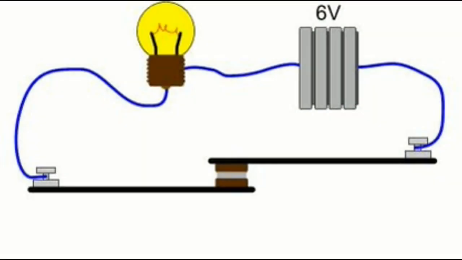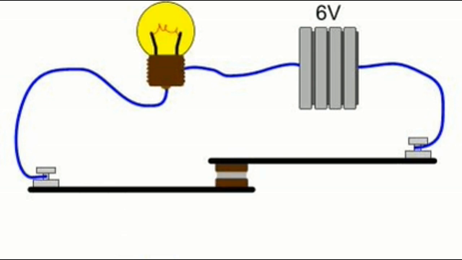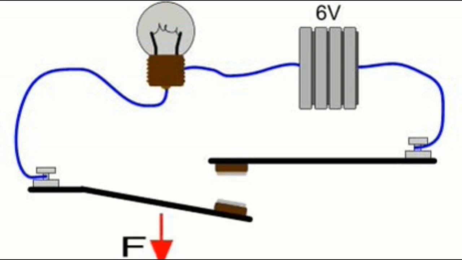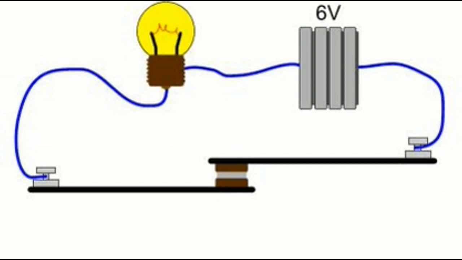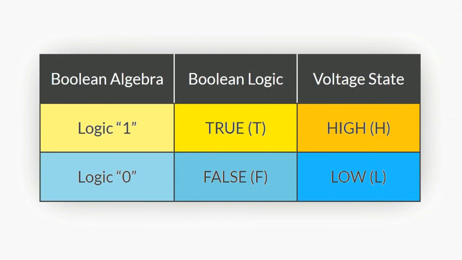A good example of a digital state is a simple light switch. The switch can be either on or off, one state or the other, but not both at the same time. Then we can summarize the relationship between these various.